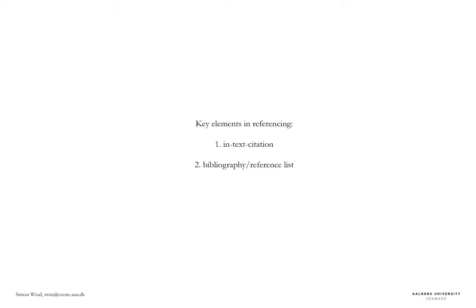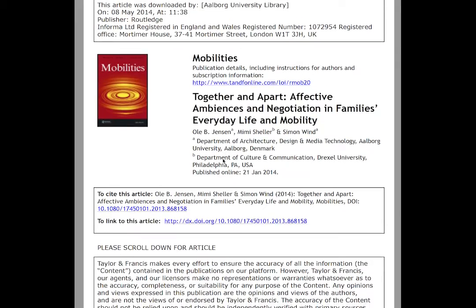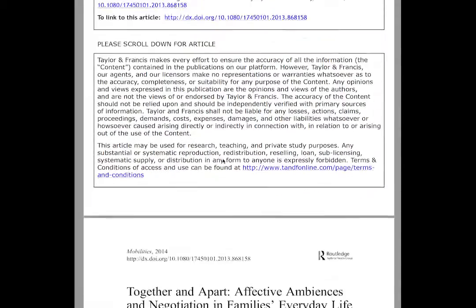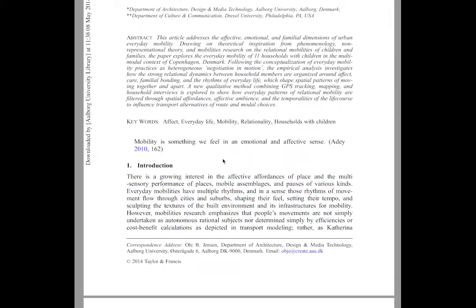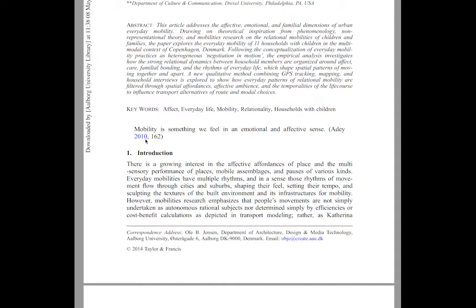Referencing consists of two elements. So first, what is called in-text citation, and then second, the bibliography or reference list. So I'll just briefly show you what these two cover. So in-text citation is when referencing inside the actual text. So for example, if we look at this text, this is an example of an in-text citation.